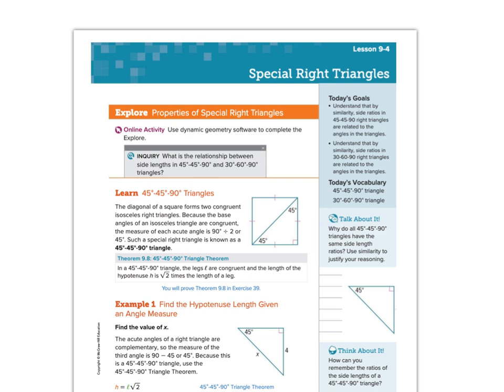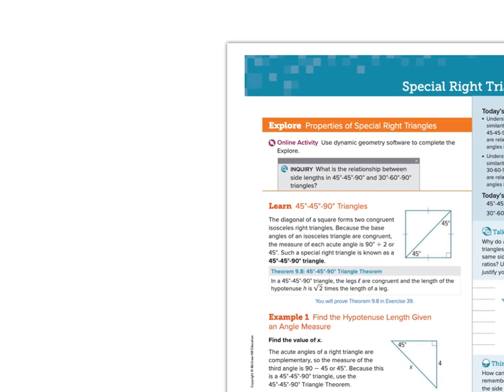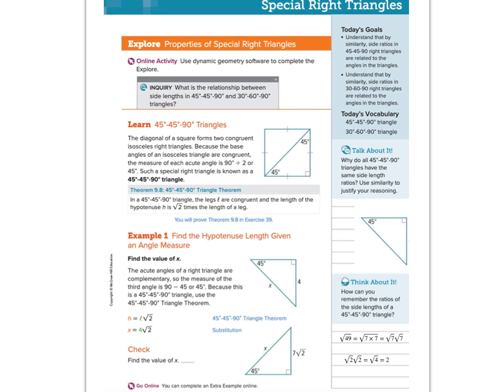So by understanding these ratios, what we have here in the beginning talks about the 45-45-90. When a diagonal of a square forms two congruent triangles, they're isosceles triangles because my legs would be the same length. If we have a right triangle and my legs are the same length, the base angles are going to be 90 divided by 2, which is 45. So we end up with a 45-45-90 triangle.